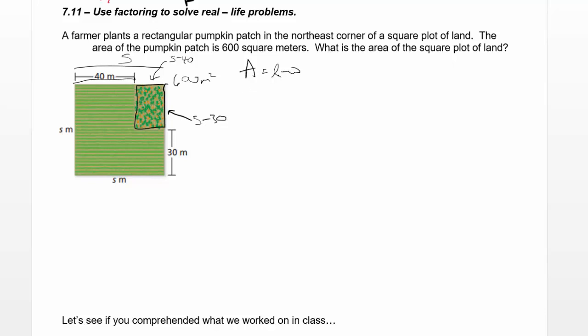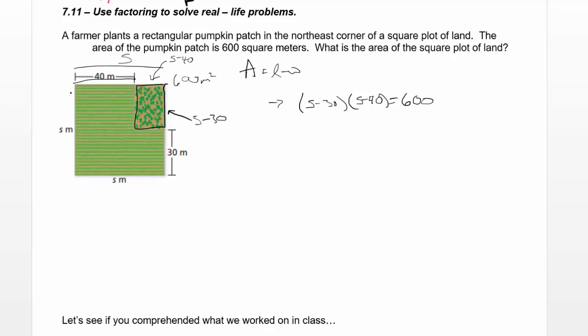and the area of a rectangle is length times width. So I put that together, and an expression for the area of this pumpkin patch is s minus 30 times s minus 40, and that's equal to the area of the pumpkin patch, which is 600 square meters. If I could solve this equation, I would know what s is. And if you know what s is, then I could just multiply s times s and get the area of this whole square field.